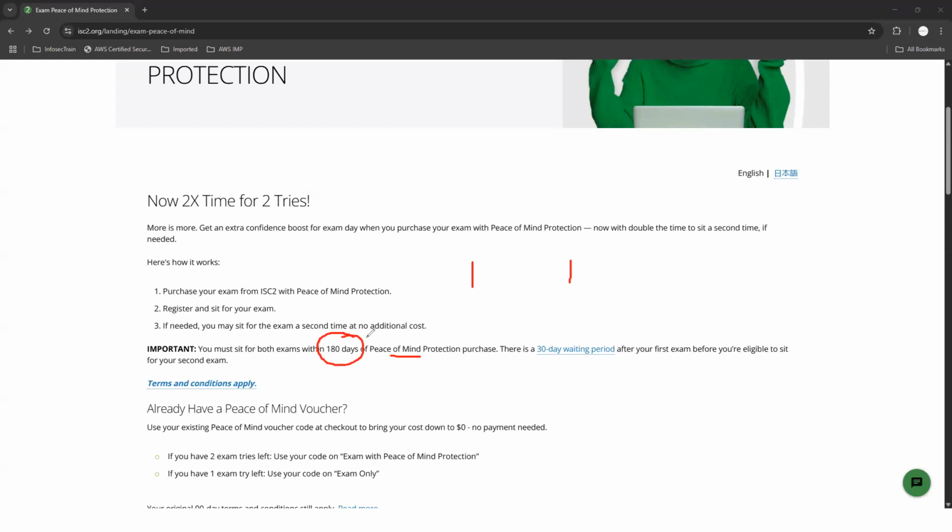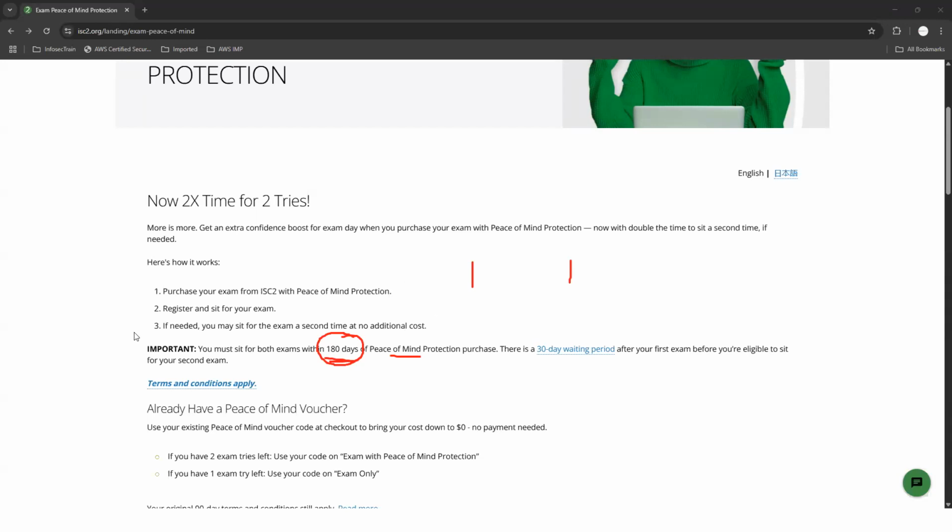But again, you have to write the exam within 180 days. So now, for example, let's say I bought this voucher and I get almost 6 months. So I'll be able to write the exam within 6 months. And just in case I fail the exam, I can write it one more time, exactly after a 30-day waiting period. It's completely fine. That is basically what we call a peace of mind offer.